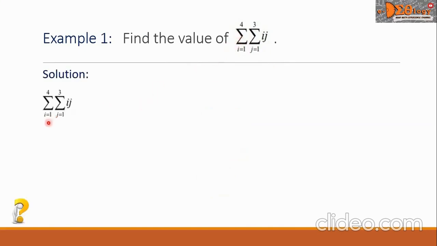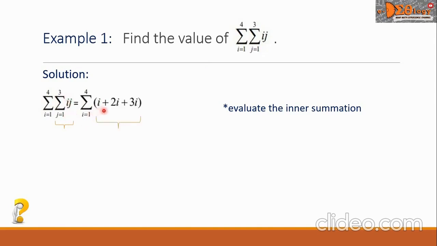Let us copy our problem here. The rule says, let us evaluate the inner summation first. This is the inner summation. We're going to expand the inner summation. It means we're going to replace the variable j with the numbers from 1 to 3. So we have now i plus 2i plus 3i. The outer summation we will just copy. Then let us simplify. This i plus 2i plus 3i becomes 6i.